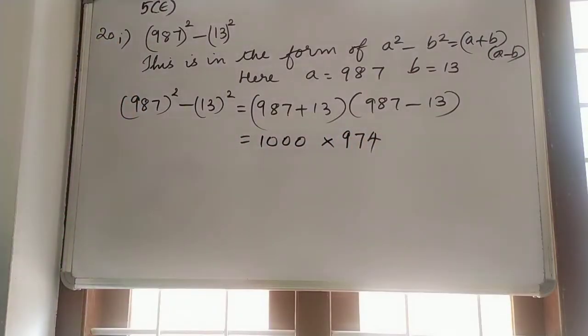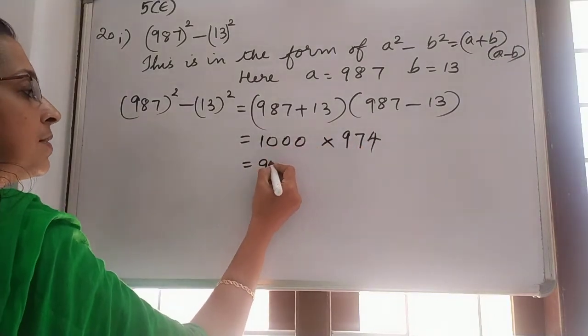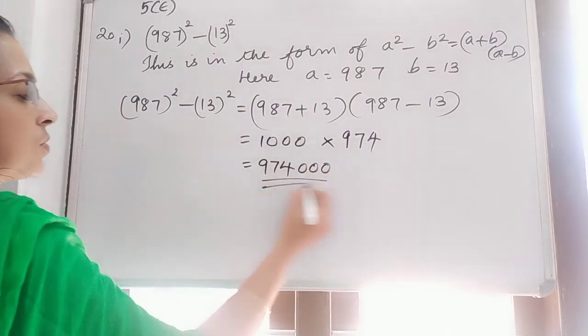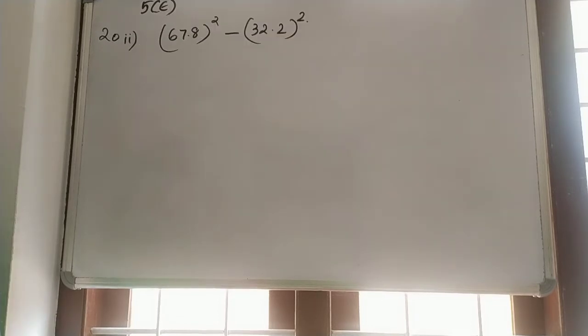974. So how can we multiply? 974 into 1 is 974. Put 3 zeros. 1, 2, 3 zeros. So that is the answer. First one. Then second one.